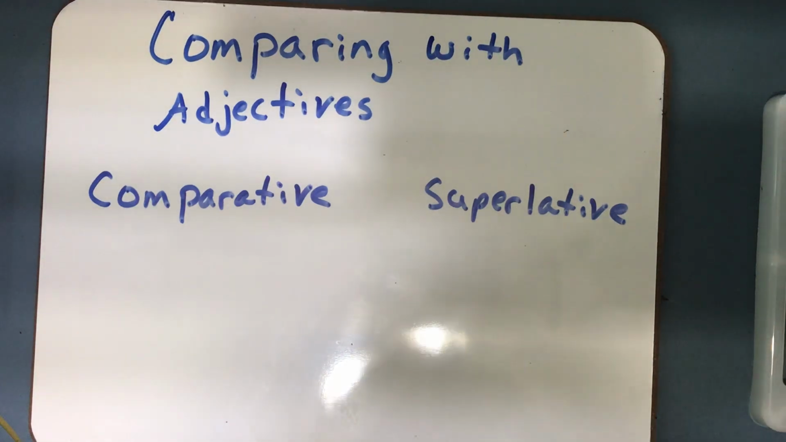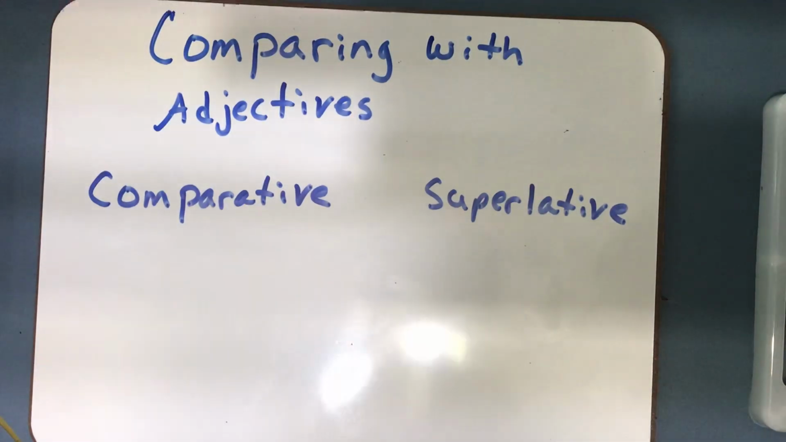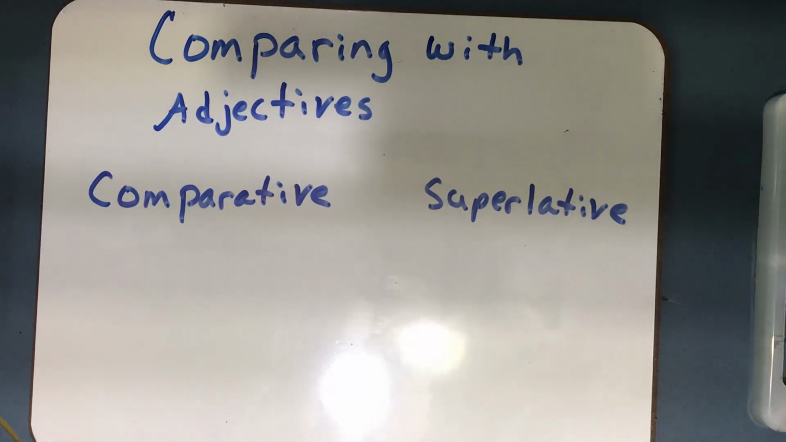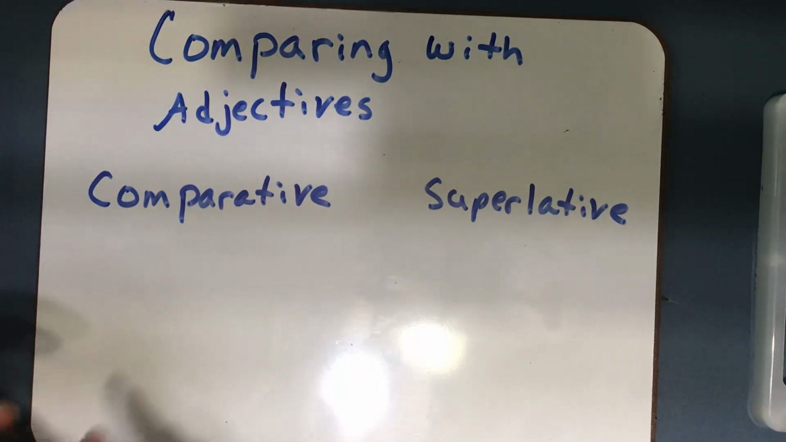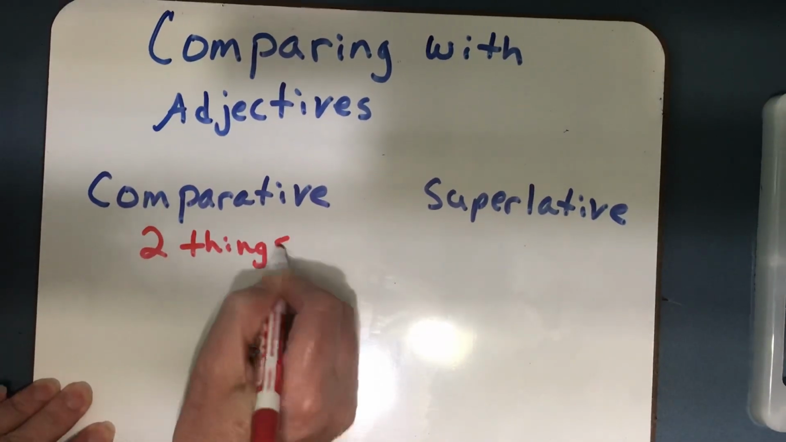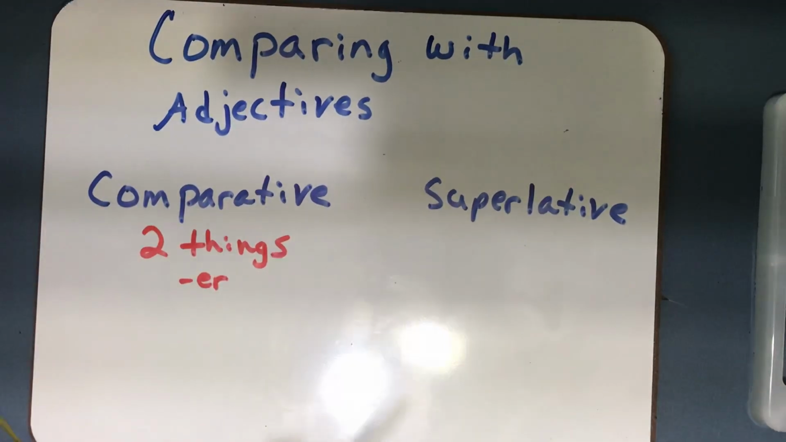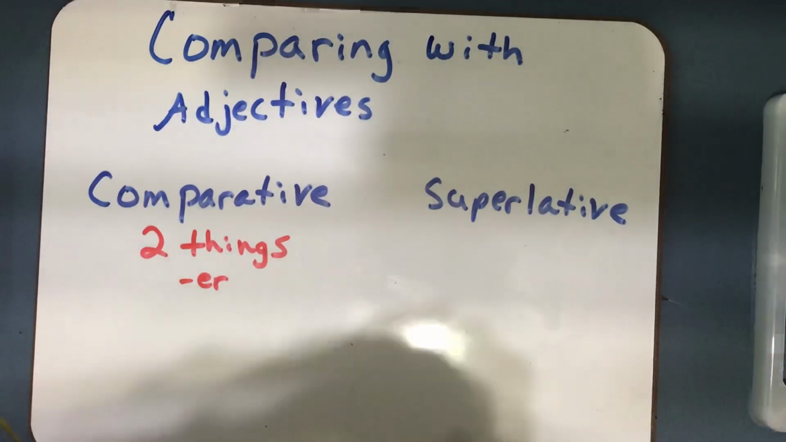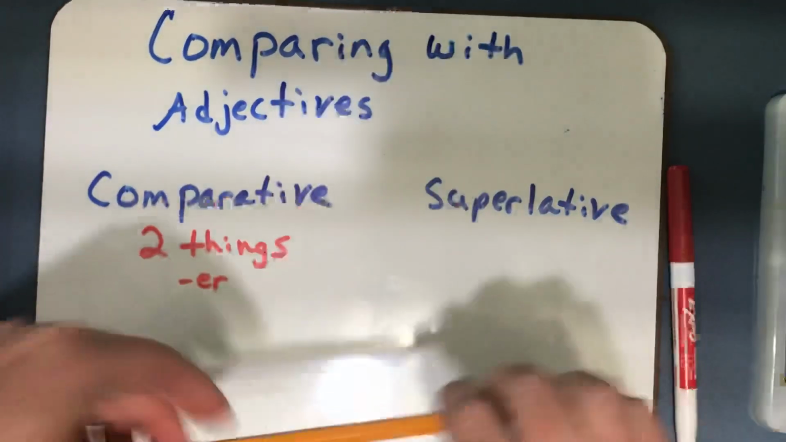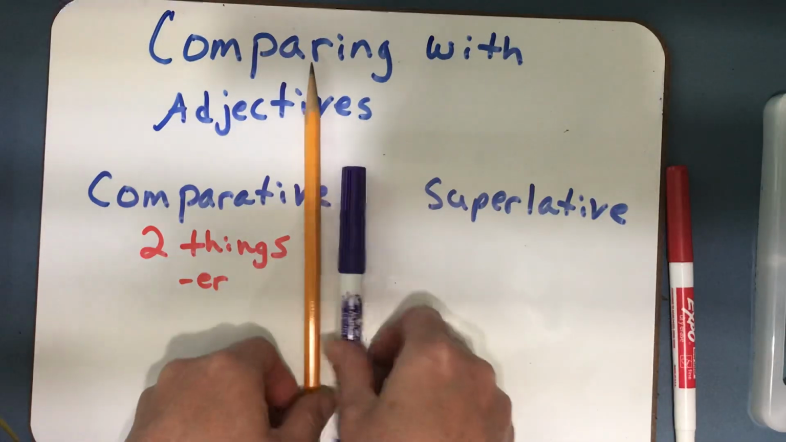Fourth grade. Today we're going to work on comparing with adjectives. We have two different forms of an adjective that we use when we compare. We have what's called the comparative and the superlative. All that means is with the comparative, we are comparing two things. Two things. And that means we use an adjective with an ER ending. Like for instance, I can say that this pencil is longer than this marker.